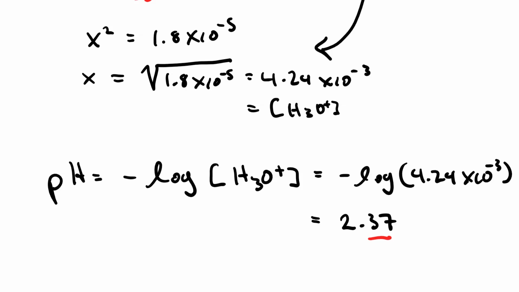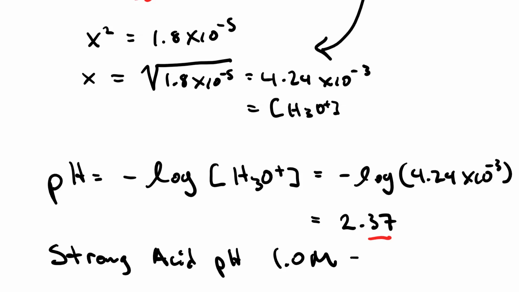Right, and this makes sense because this is a weak acid. For a strong acid, the pH of a 1.0 molar solution is 0. Here our pH is significantly higher.